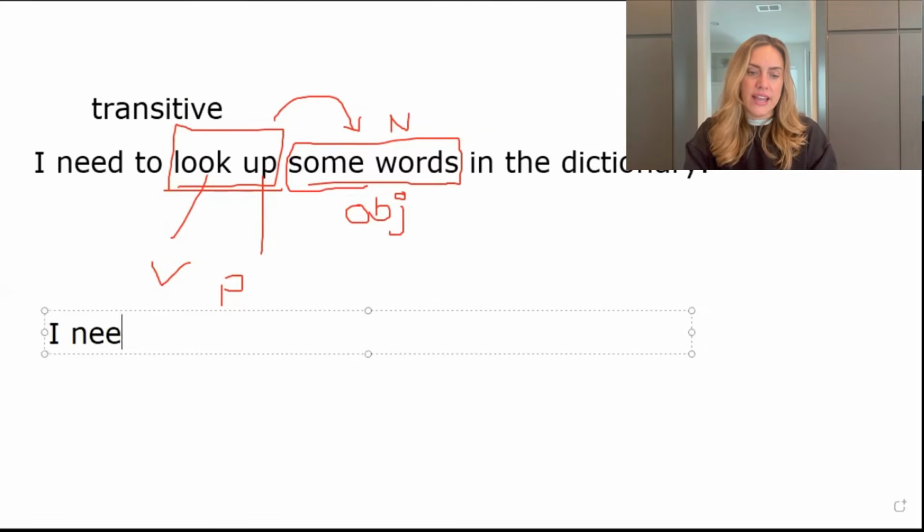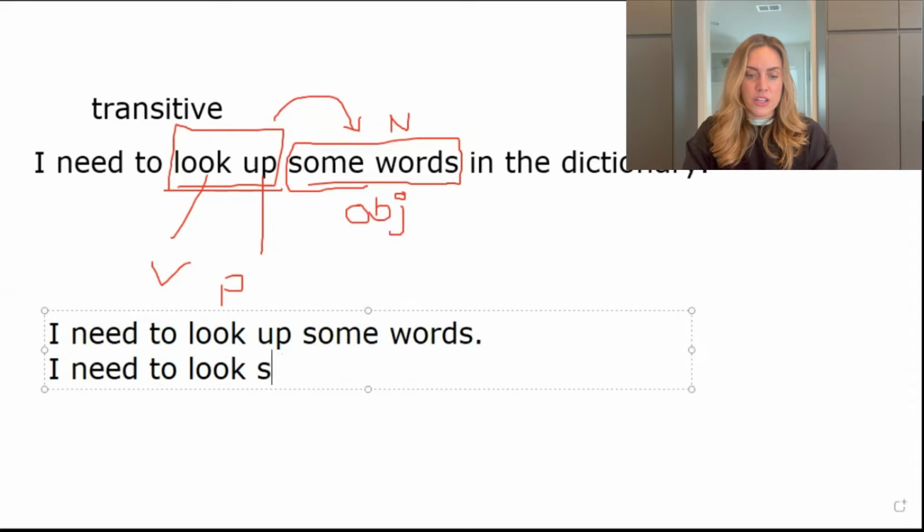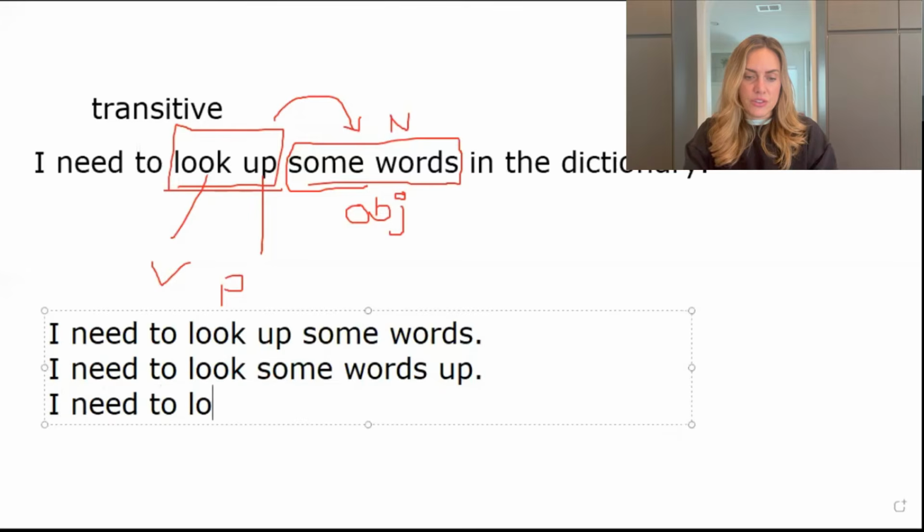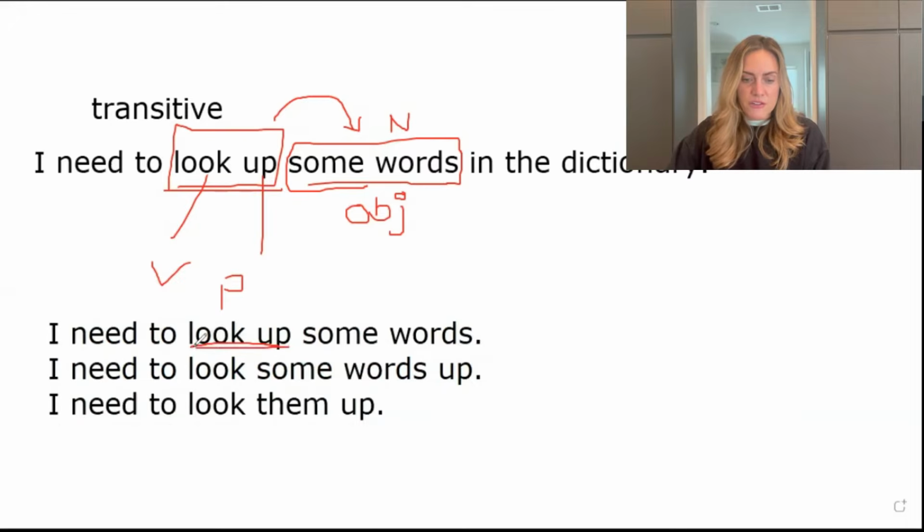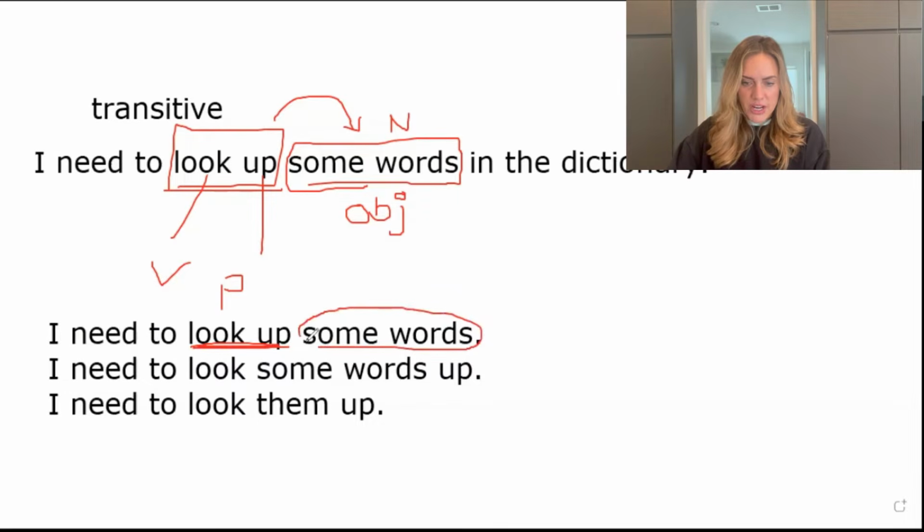Now, because it has an object, I can do certain things with it. I can say, "I need to look up some words," or "I need to look some words up," okay? I can even change the object into a pronoun and say, "I need to look them up." And I'm going to talk about this more in another video. But you see we have the phrasal verb here, and it's not separated by this object. It is not separated. The object is coming after it.